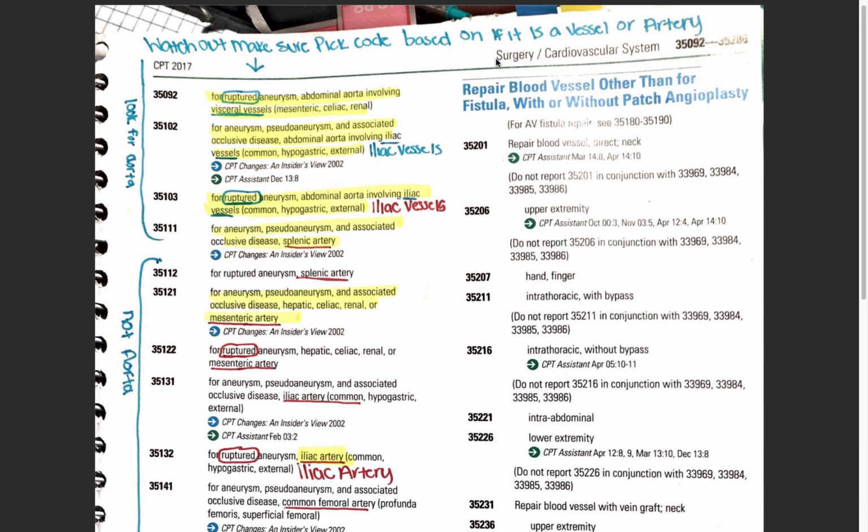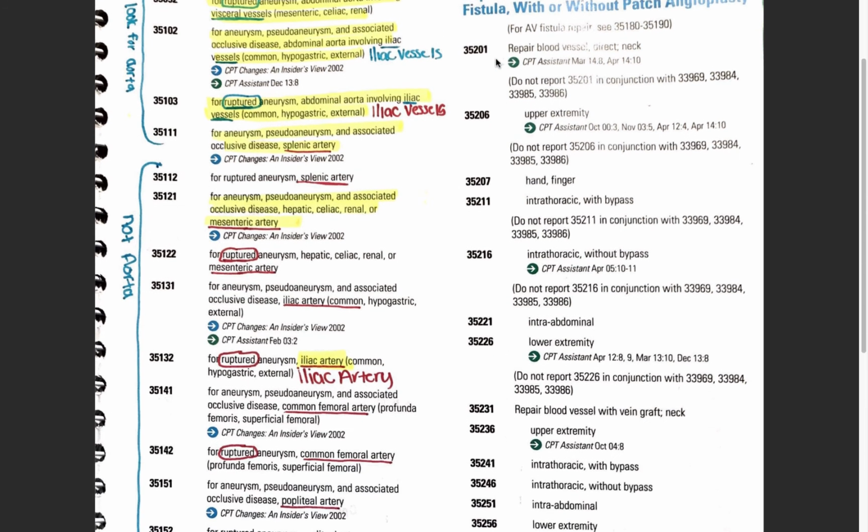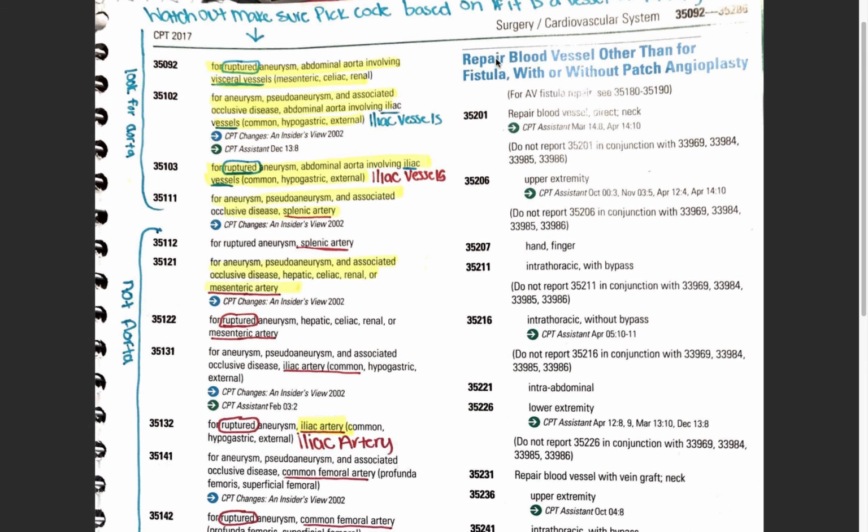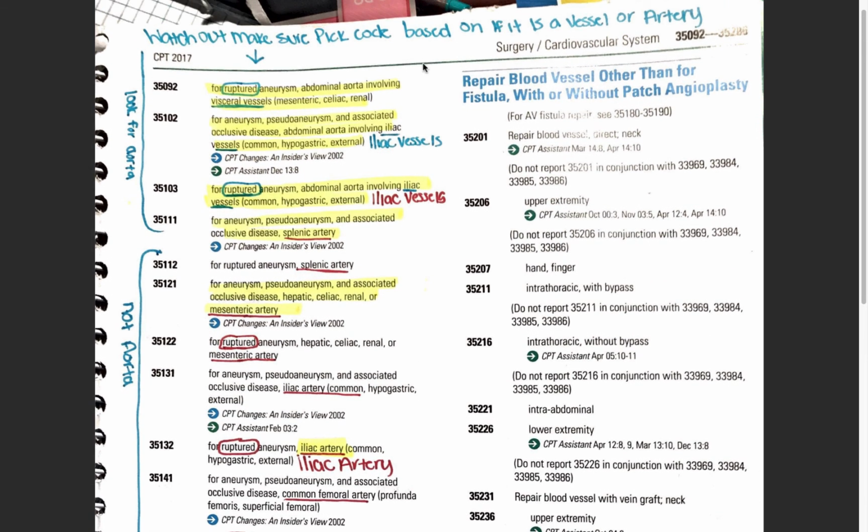Notice on the page where 35102 and 35103 are, I have labeled iliac vessels. And on 35132, I have iliac artery. So that's different. Iliac vessels are different from an iliac artery. I have a note on top of this page that says watch out, make sure to pick the code based on if it's a vessel or an artery with these.